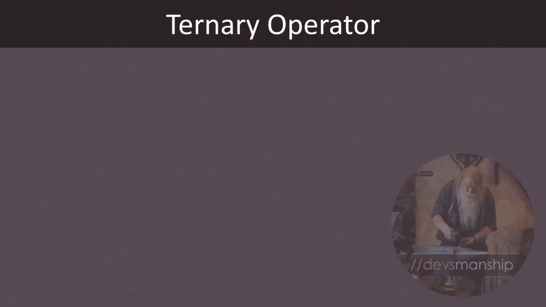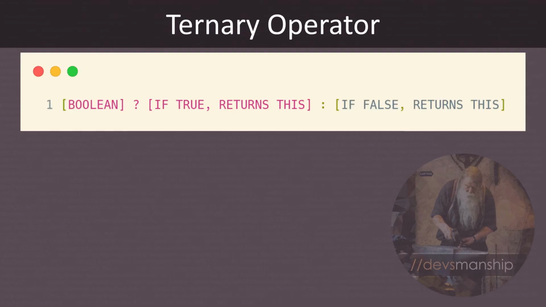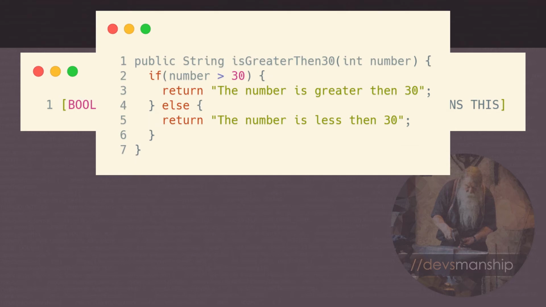Let's begin. Most modern languages have it. It's a way of reducing the verbose code. Here's the structure. We have a boolean condition. If it's true, we get the first parameter. If it's false, we get the second. That's it. Let's see an example.